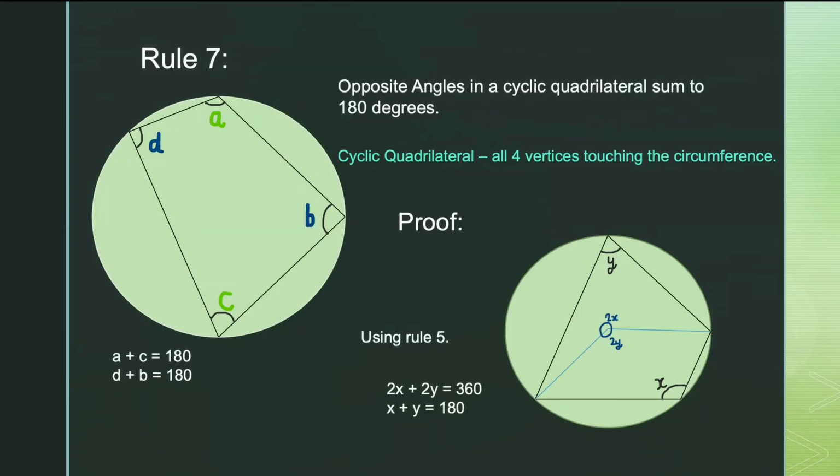Okay, so because 2x and 2y meet at a point, we can equate them to 360 degrees. So 2x plus 2y equals 360. And dividing both sides by 2 gives us x plus y equals 180, which are the opposite angles we wanted to prove sum to 180, which we achieved. So this was the proof. Okay, that is all for the proofs part, and now let's do some examples.